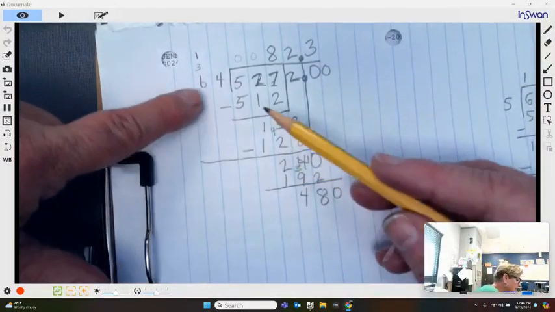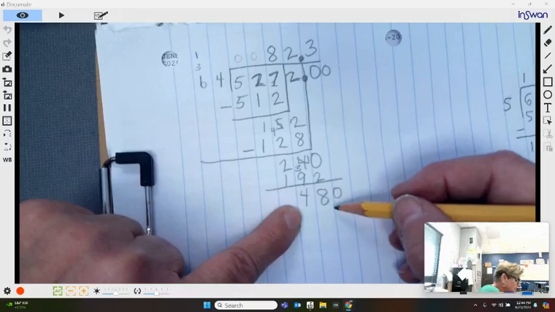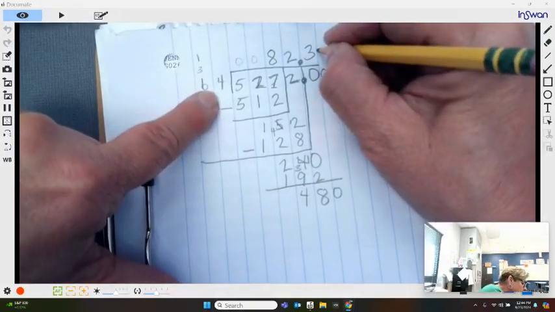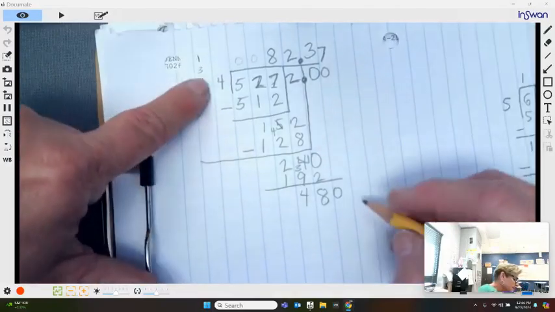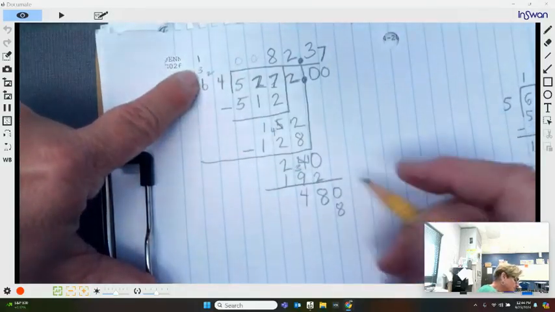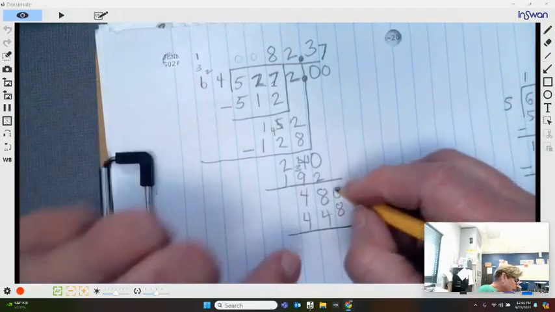Okay, looking at this, 64 goes into 480. Well, I know 6 times 8 is 48. It can't be 8 because that's more than 60, so I'm going to use 7. 7 times 4 is 28. Carry the 2. 7 times 6 is 42, plus 2 is 44. Then I'm going to subtract.